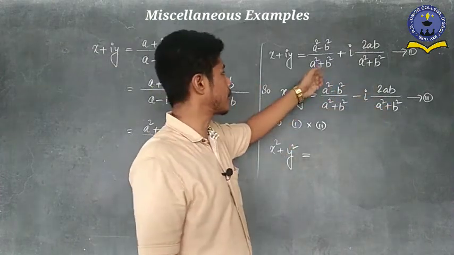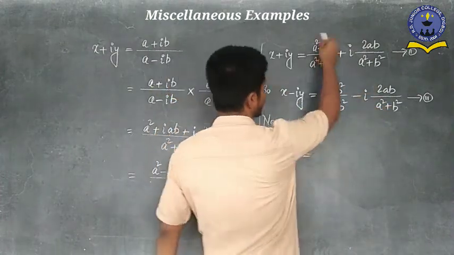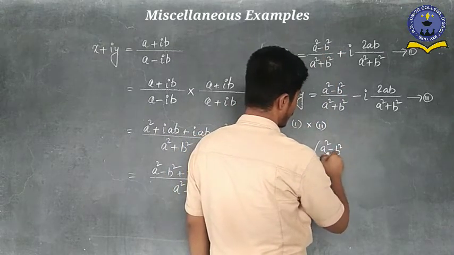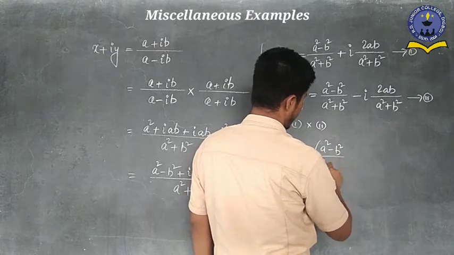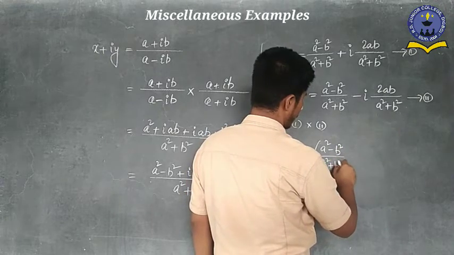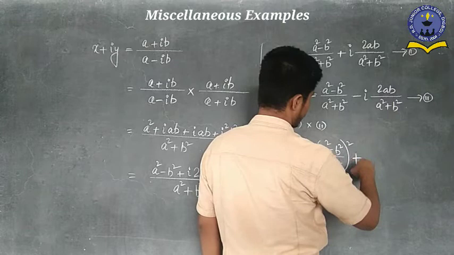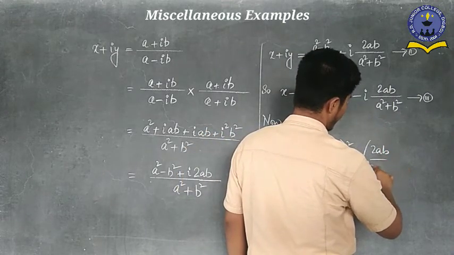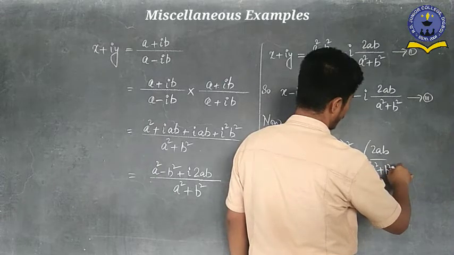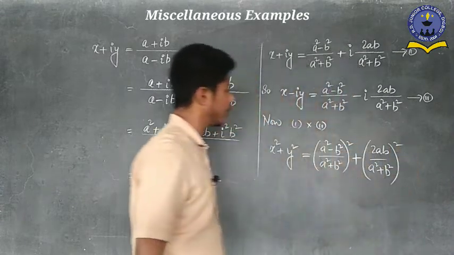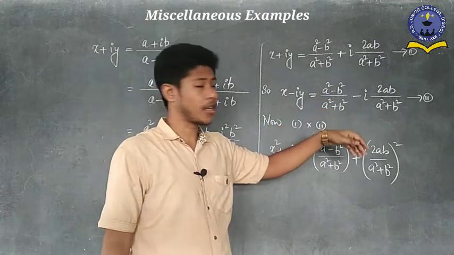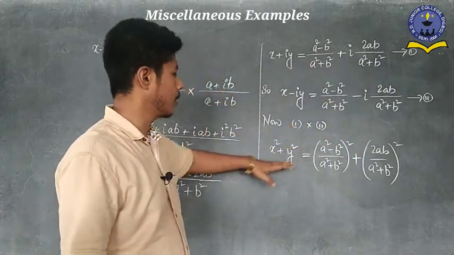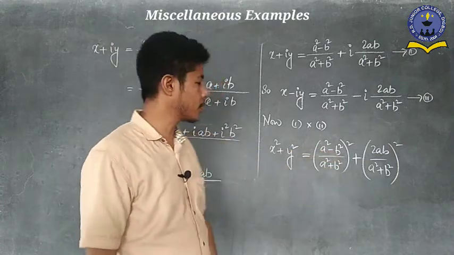So what do you have to write? x square plus y square. So x means what? This whole part. So that's why we have to write here a square minus b square divided by a square plus b square whole square, plus then the right hand side, twice ab divided by a square plus b square whole square. Is it clear? A plus ib into a minus ib, if we multiply it by their conjugate, then we get this result, left hand side, right hand side. I think all of you understood this one.